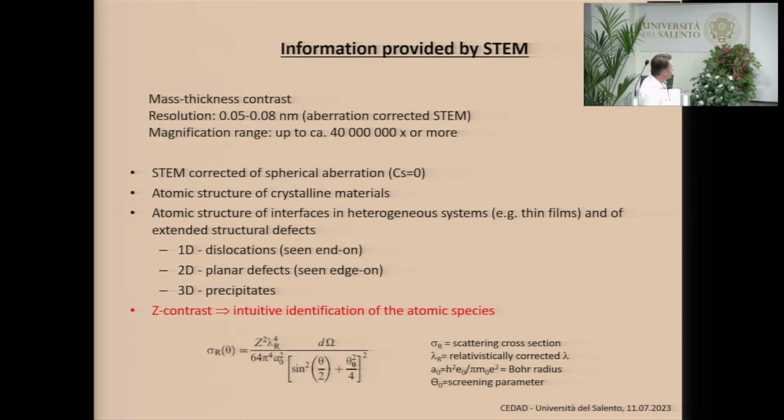We are working at much higher magnifications. What we can obtain is structural information at atomic level of crystalline materials. We can obtain, of course, structural information at atomic level about interfaces, extended defects, dislocations, planar defects, precipitates. But we can also benefit greatly from this Z contrast, the mass thickness contrast, which can help us to intuitively identify atomic species in our microscope. So this is the formula of the scattering cross-section, depending on Z squared, so mass contrast.